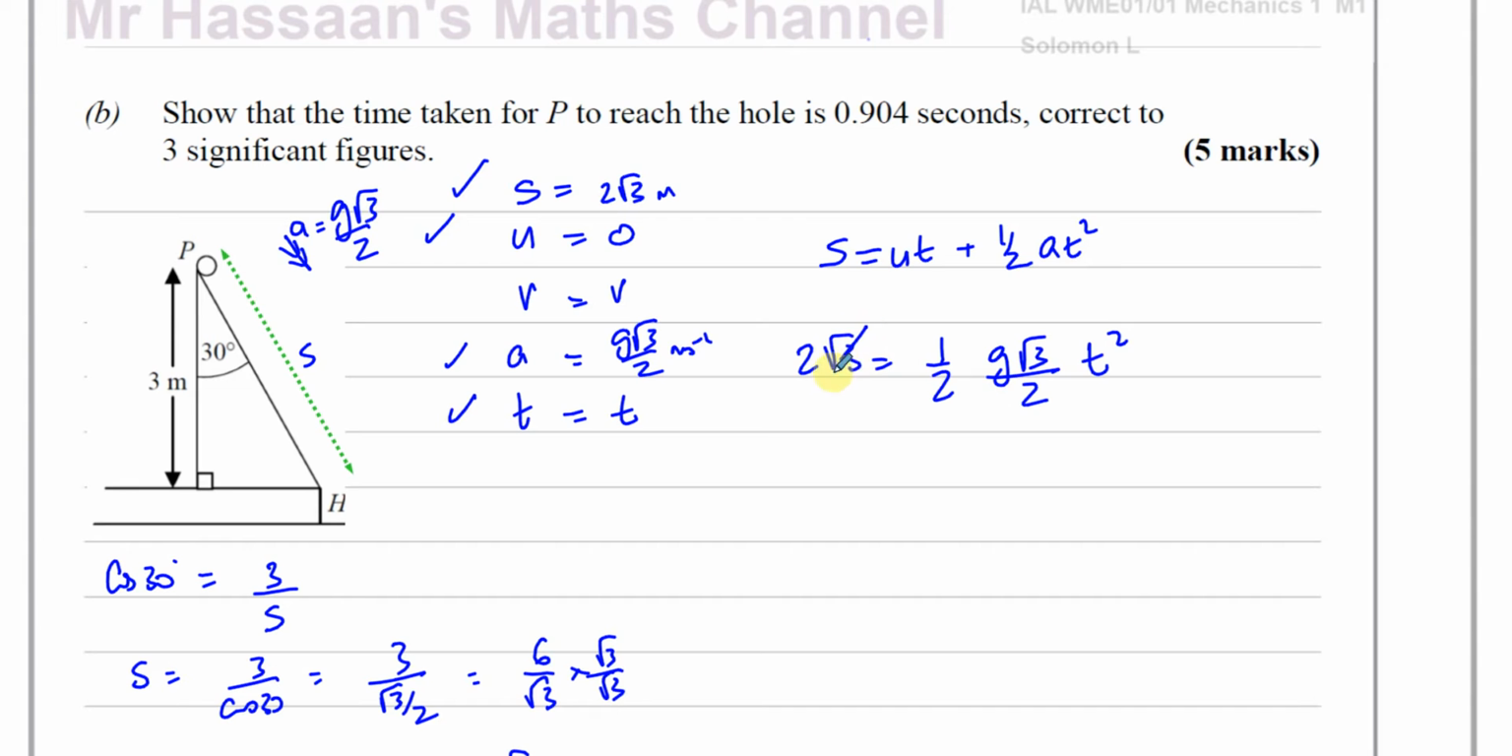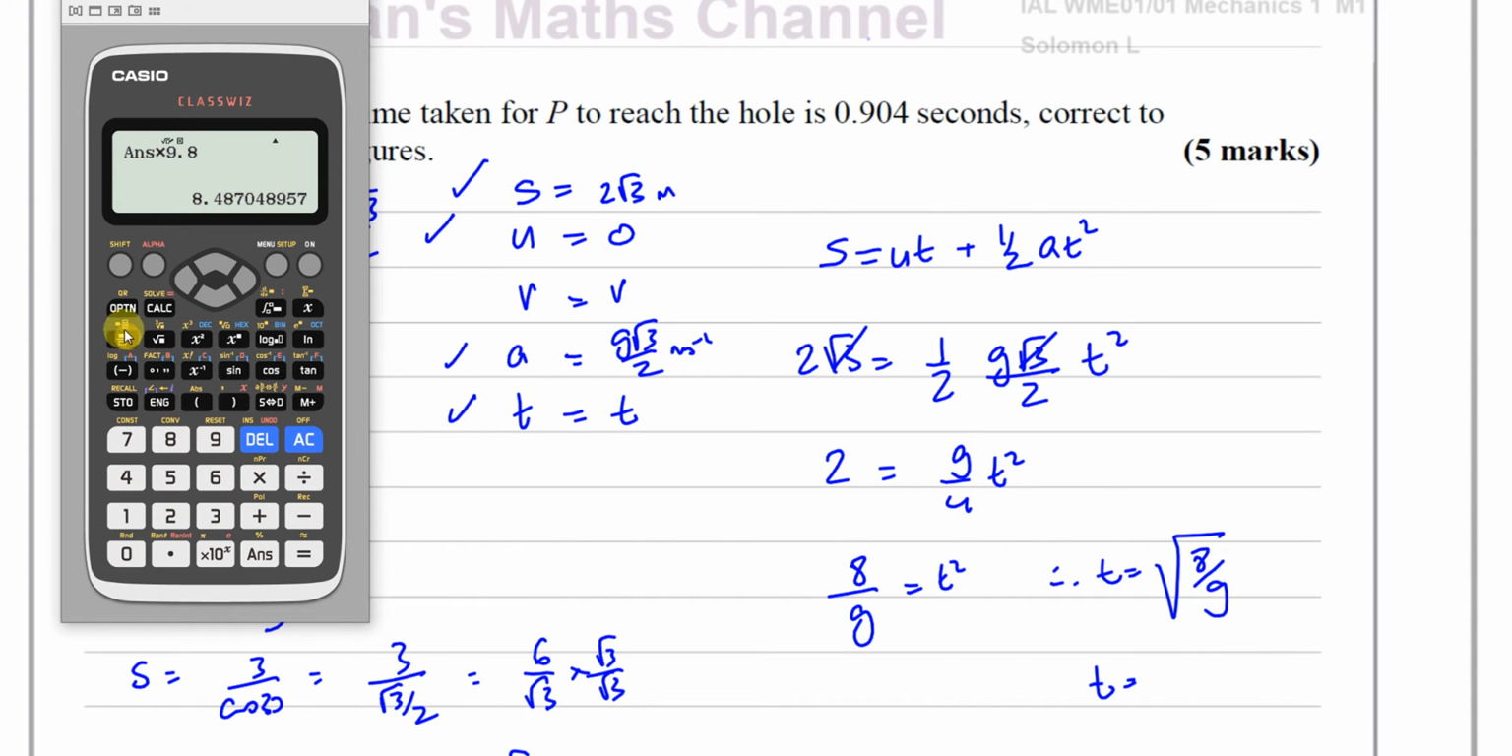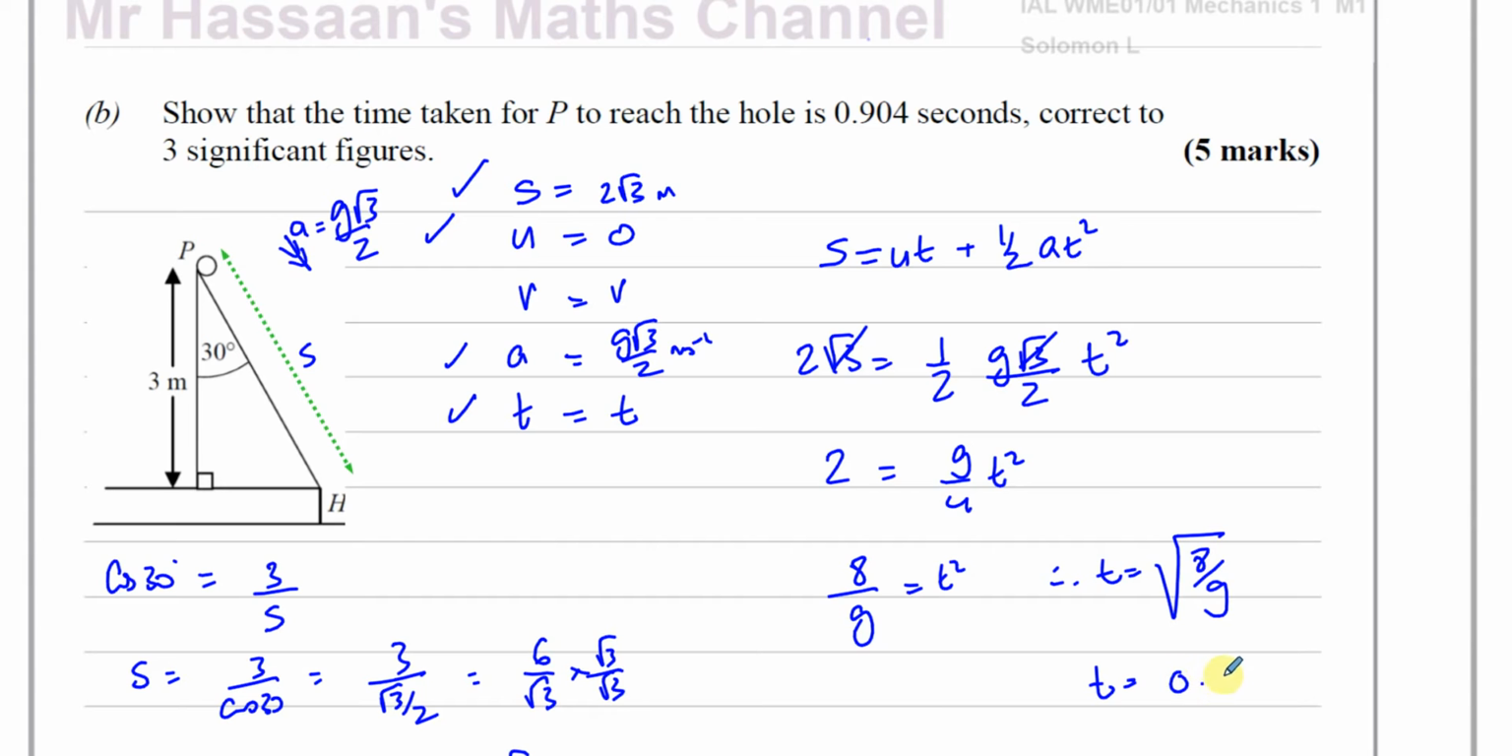Okay, so the root 3's will cancel. So we're left here with 2 equals g over 4 T squared. So you're going to have 8 over g equals T squared. Therefore, T is equal to the square root of 8 over g. So the time it takes is the square root of 8 over 9.8, which gives us 0.9035. It goes on like that.